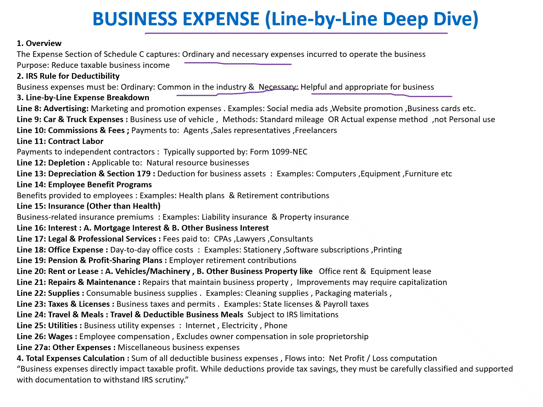The most important criterion for claiming these expenses is that they need to be incurred in the ordinary course of the business, and they have to be necessary to make sure that the business can run and operate as per the required conditions. The total expense calculation is the sum of the direct expenses, which flows into the net profit and loss computation. So business expenses directly impact taxable profit. While deductions provide tax savings, they must be carefully classified and supported with documentation to withstand the IRS. So we'll move to the next slide.